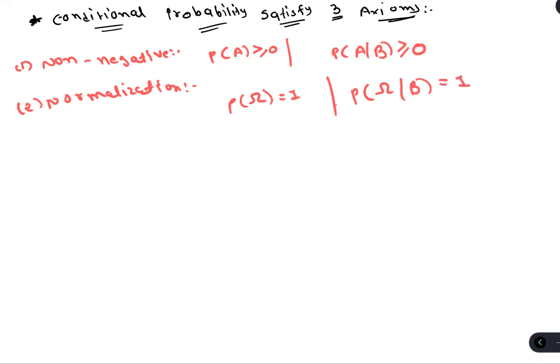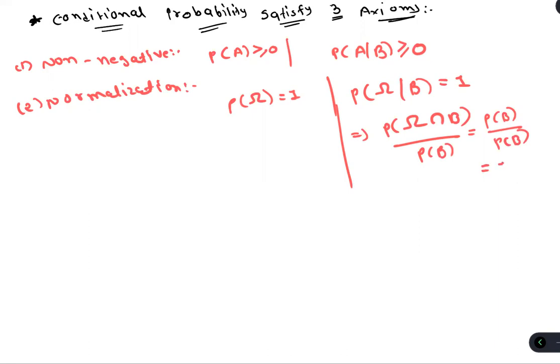If you want to prove them, then we can prove it. How can we prove it? We can write this by this. And we know that this intersection is P of B only. Now this is one. So we prove that this is the second one, and this is the first one.